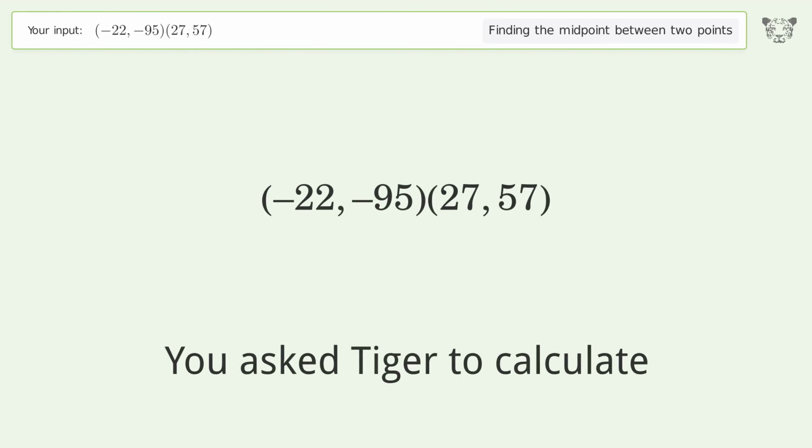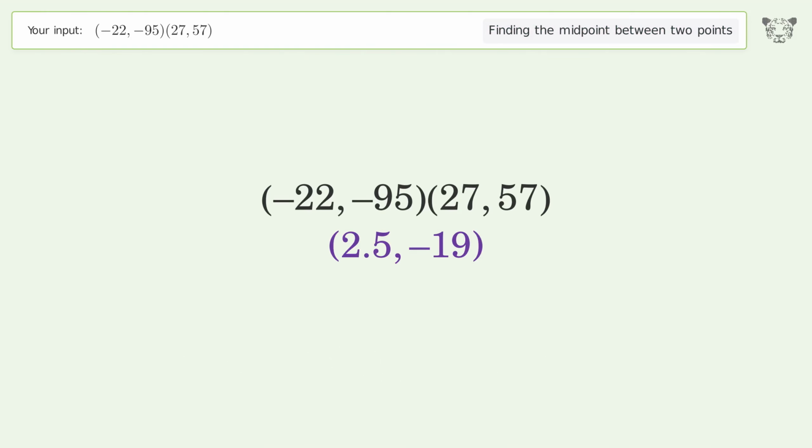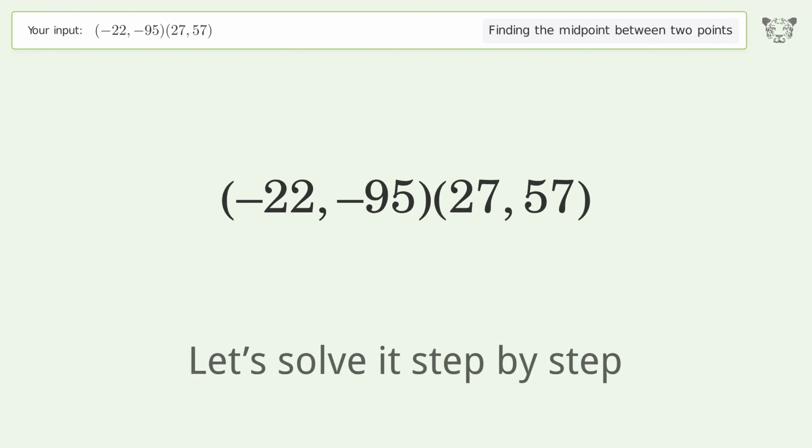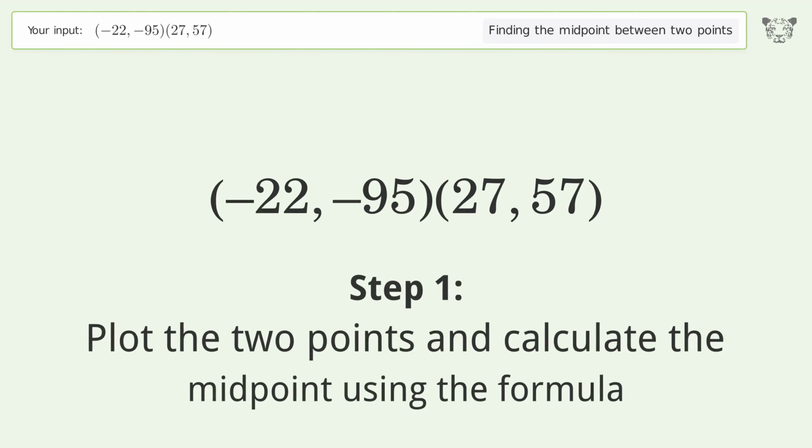You ask Tiger to calculate. This deals with finding the midpoint between 2 points. The midpoint between the 2 points is 2.5, -19. Let's solve it step by step. Plot the 2 points and calculate the midpoint using the formula.